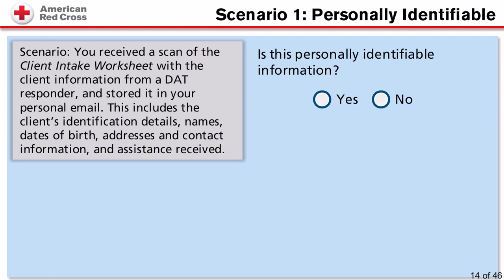Now it's your turn to practice with a few more examples and the same 3 questions. We will show the same scenario on the following 2 slides, so you always have the details available. You received a scan of the client intake worksheet with the client information from a DAT responder and stored it in your personal email. This includes the client's identification details, names, dates of birth, addresses, and contact information, and assistance received. Is this personally identifiable information? Yes or no?